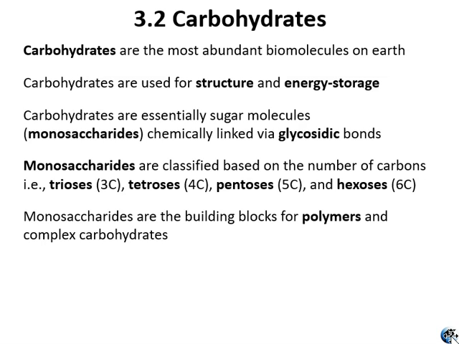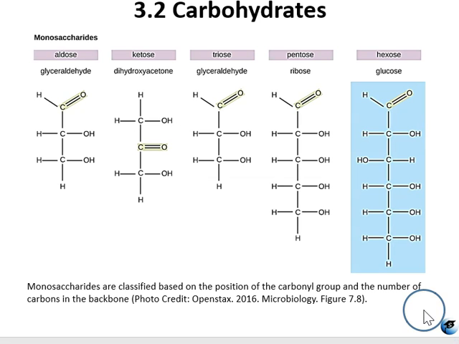Monosaccharides are classified based on the number of carbons that they have. For example, trioses, tetroses, pentoses, and hexoses. Monosaccharides are the building blocks for polymers and complex carbohydrates. So this figure here shows some examples of some monosaccharide carbohydrates.